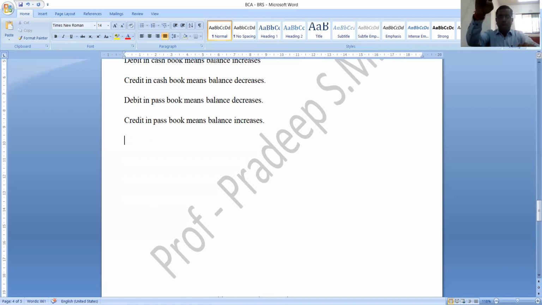Suppose if only cash book balance is increased, reduce it. By that you will get passbook balance. If only cash book balance is decreased, increase it. You will get passbook balance. If only passbook balance is increased, increase cash book balance also, you will get passbook balance. If only passbook balance is decreased, reduce cash book balance also, you will get passbook balance. Understood? This is the logic which you must follow for solving problems on bank reconciliation statement.